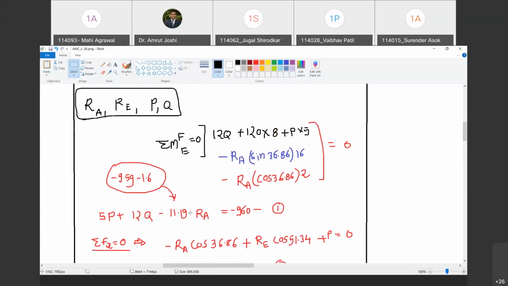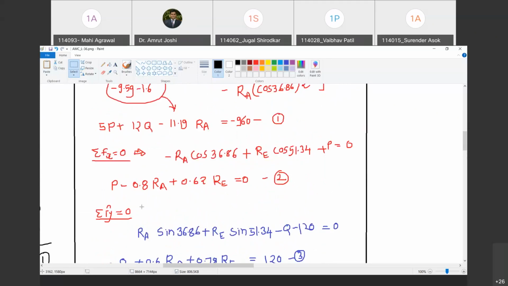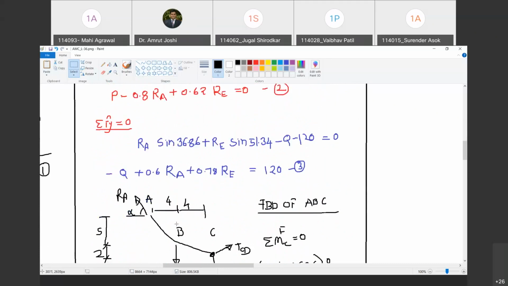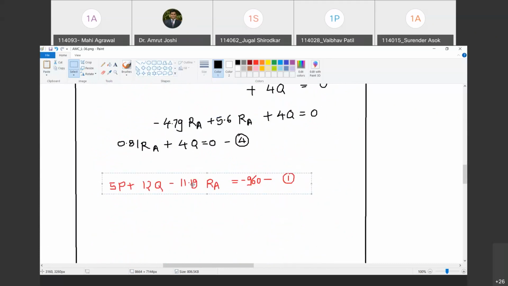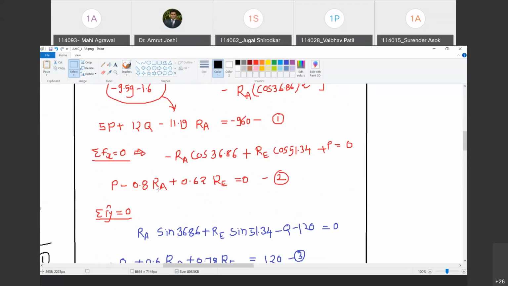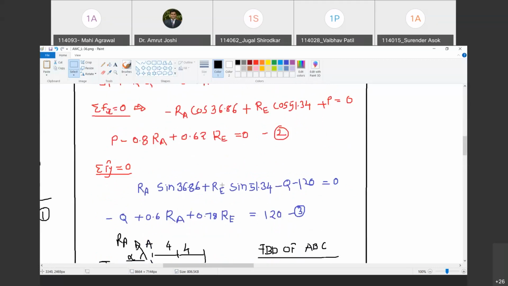Another equation also has the same set of unknowns. Tell me. P, Q, RA and RE. These are the unknowns. Okay, great. Now I will have to eliminate one of the unknowns. And how do I do that? So I do the intermediate step.